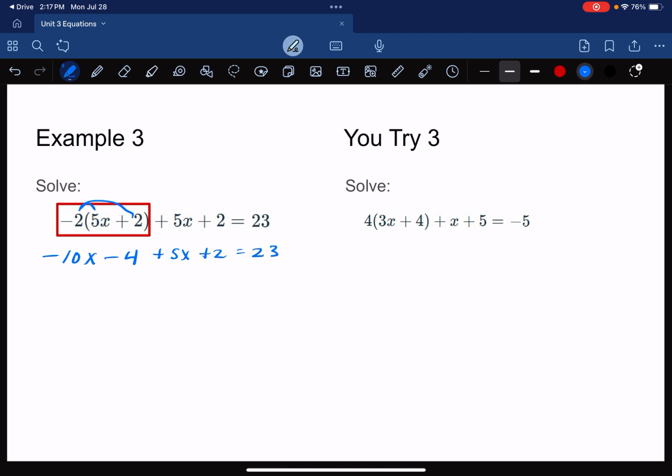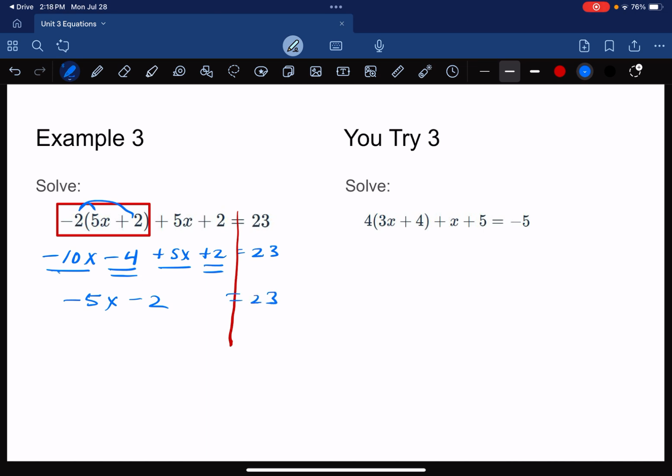Now this time, before I move anything, look at the left side. I have some things that are alike. These two are alike. These two are alike. I'm just going to combine them with the signs I see. I'm not going to do anything opposite because I'm not moving anything to the other side of the equation. I'm not getting rid of anything here. So I got a negative 10x and a positive 5x. Well, that's 10 bad guys, 5 good guys. Leaves me with 5 bad guys. Negative 4, positive 2. That's 4 bad guys, 2 good guys. That's 2 bad guys. Okay?